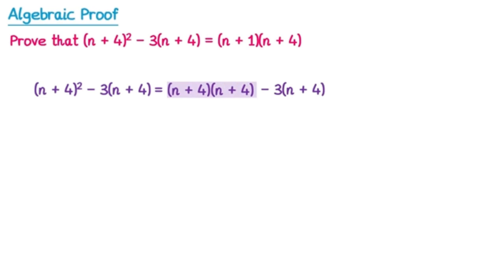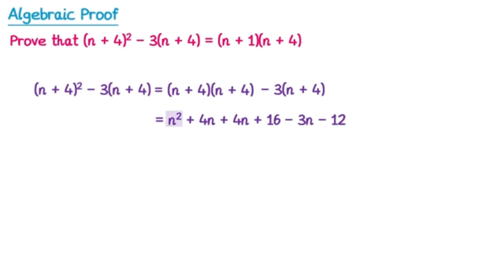To do this, we do n times n, which is n squared, n times 4, which is 4n, 4 times n, which is also 4n, and 4 times 4, which is 16. Then we can expand this single bracket here. Negative 3 times n is negative 3n, and negative 3 times positive 4 is negative 12. Now that this is expanded, we can simplify by collecting like terms.